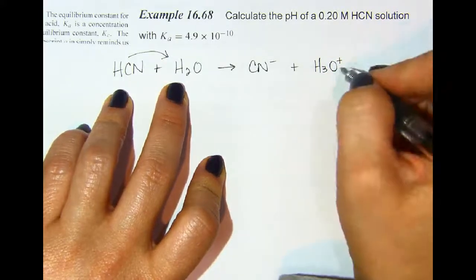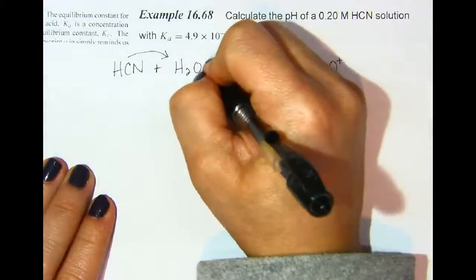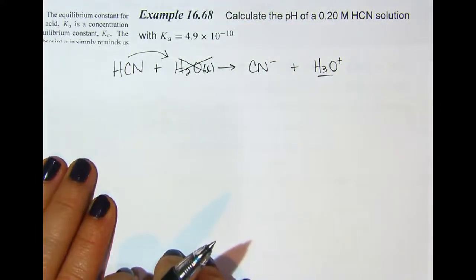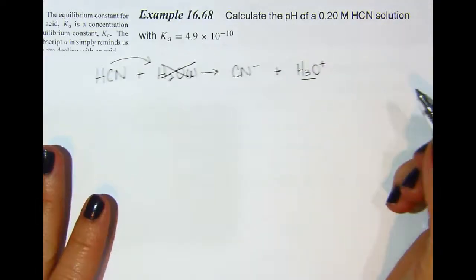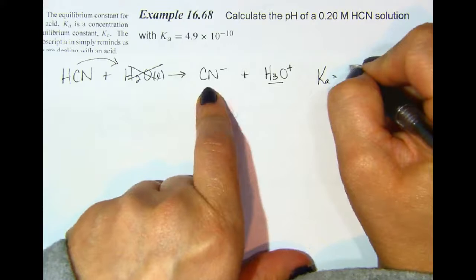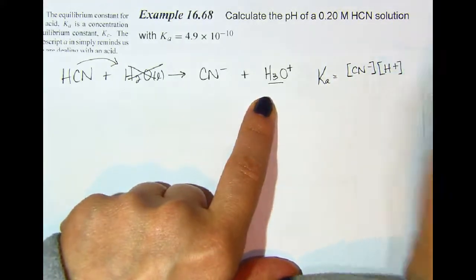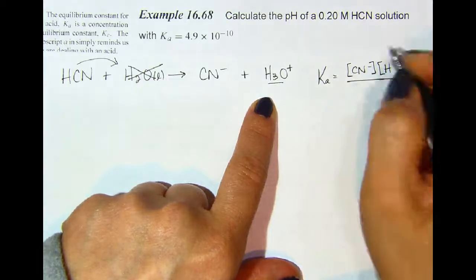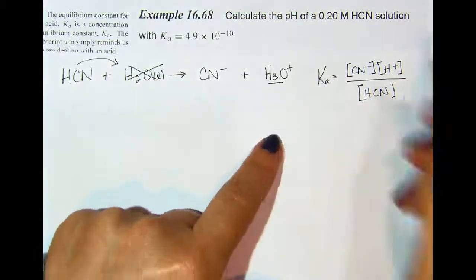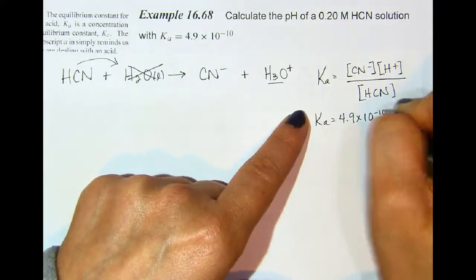Since we're going to be calculating the pH, we really only care about how much hydronium we are going to make. Remember that the water is in the liquid phase, so we don't include it in our equilibrium expression. So I'm going to write my law of mass action over here. The Ka is equal to the cyanide times the hydrogen ion concentration, remember these are the same, divided by the hydrocyanic acid concentration. And we have a Ka value equal to 4.9 times 10 to the negative 10.